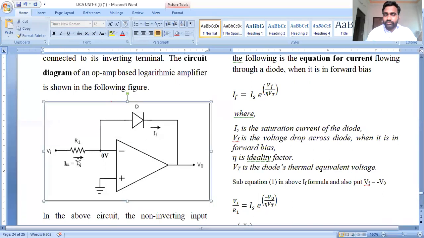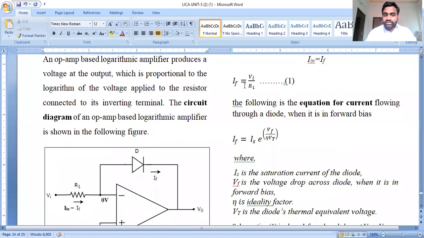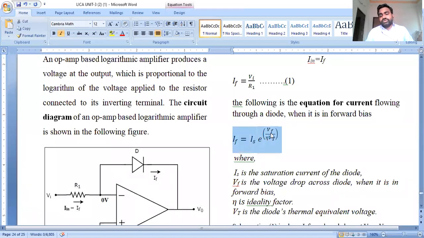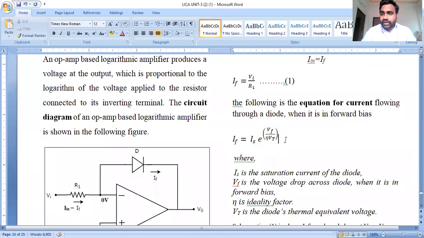That's why here the input current is equal to the feedback current. The input current is equal to input voltage divided by resistance R1. And this is nothing but the current equation across the diode, represented as feedback current equal to Is times exponential of feedback voltage divided by ideality factor times Vt. So this is nothing but the diode current.